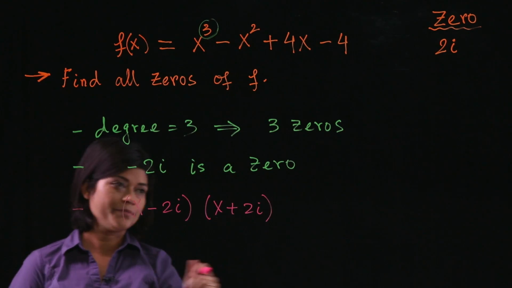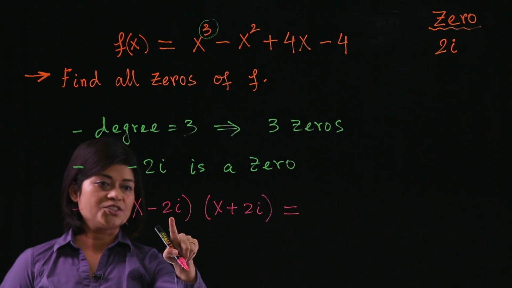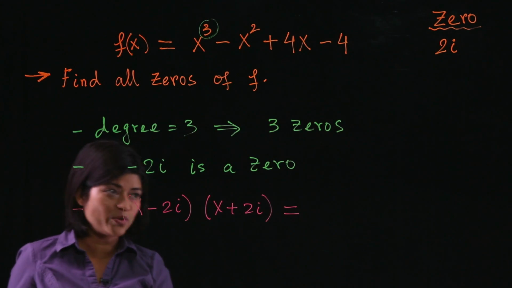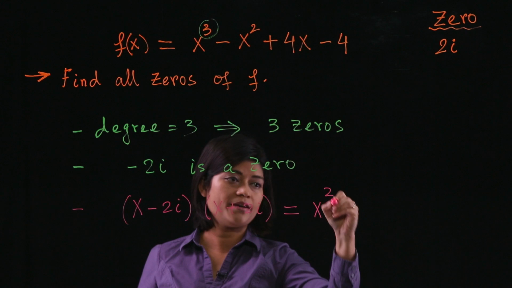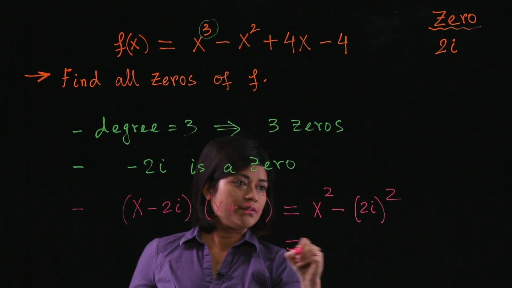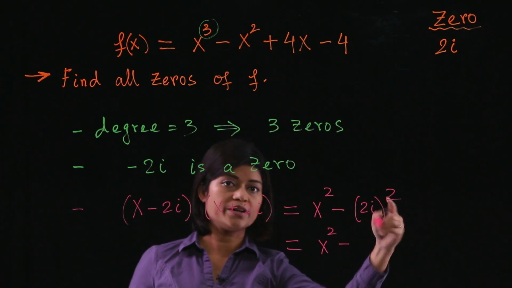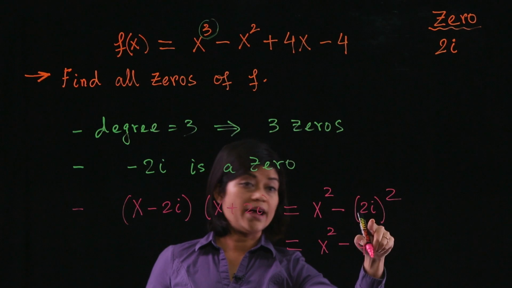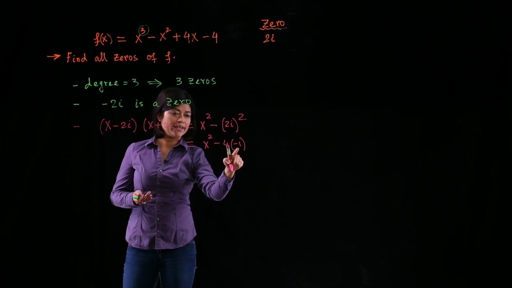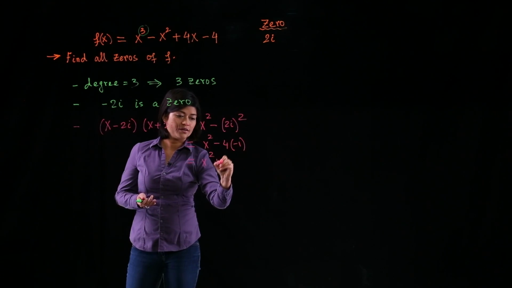Now, if you combine them together, this is x minus 2i times x plus 2i. It's a difference of two squares. This is x squared minus 2i squared. And that is x squared minus, well, 2 squared is 4, i squared is negative 1. So be careful, the negative times negative is actually positive. So this is x squared plus 4.